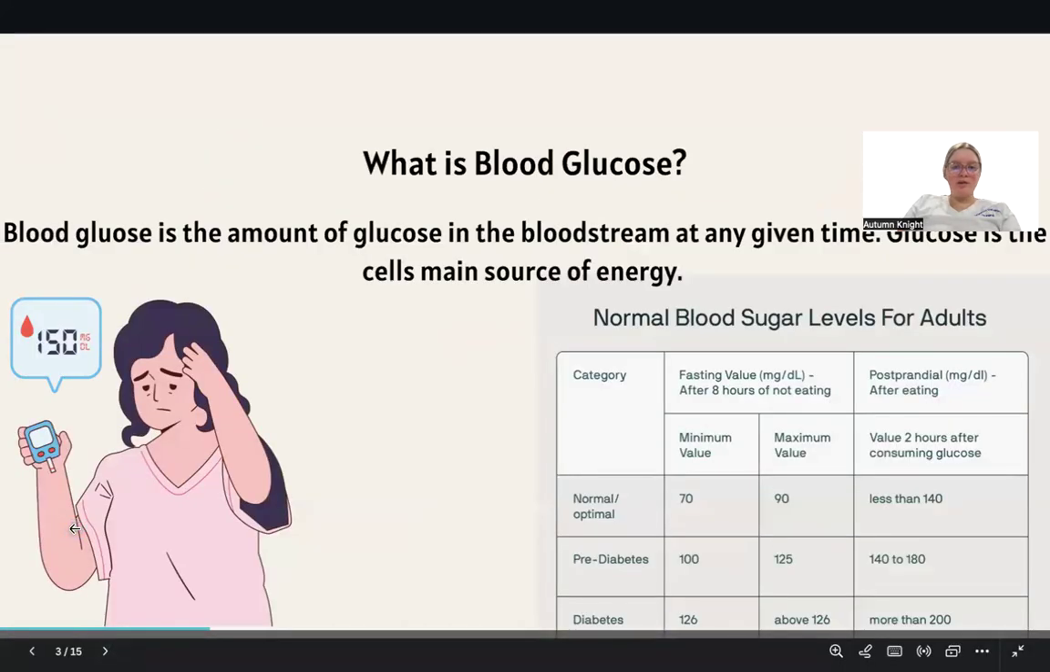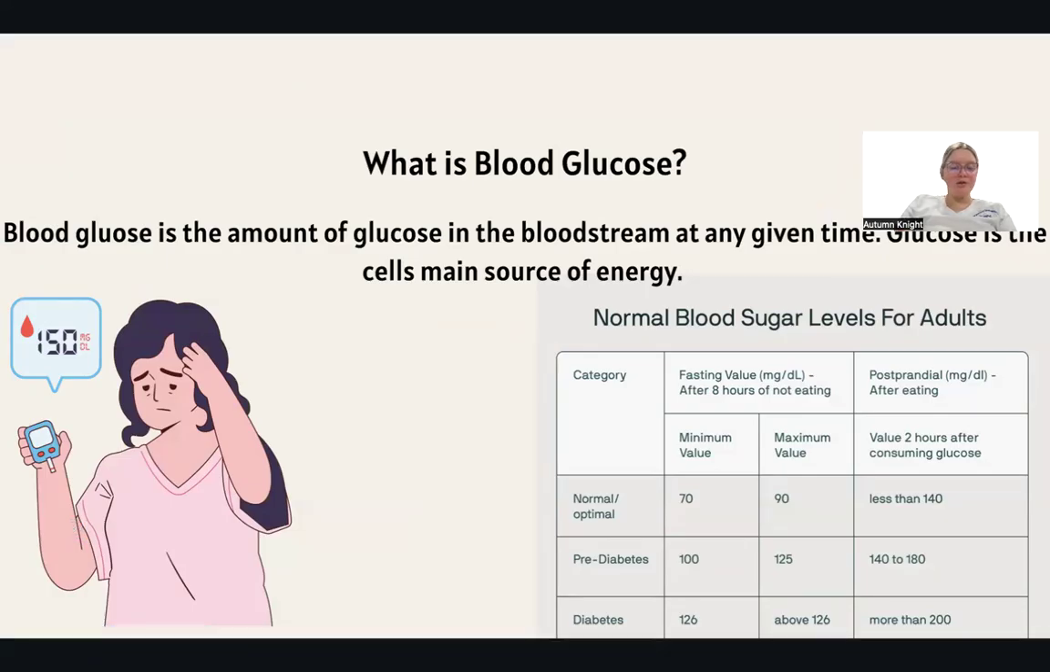So, first off, what is blood glucose? Blood glucose, also known as blood sugar, is the main source of energy for the body. Glucose comes mainly from the carbohydrates we consume, which is then converted into energy with the help of the hormone insulin. Insulin moves the glucose out of the bloodstream into your cells to be used for energy.